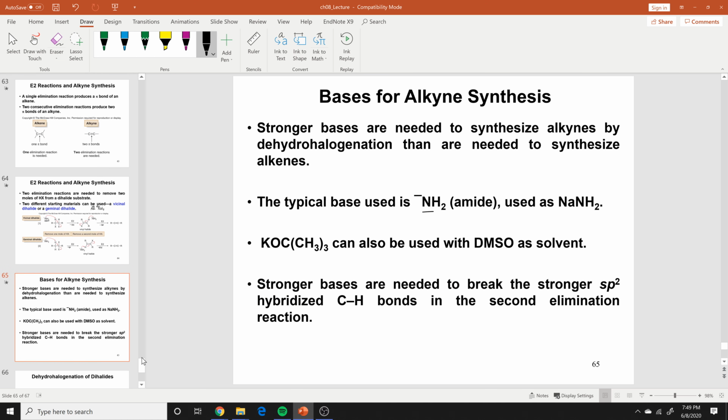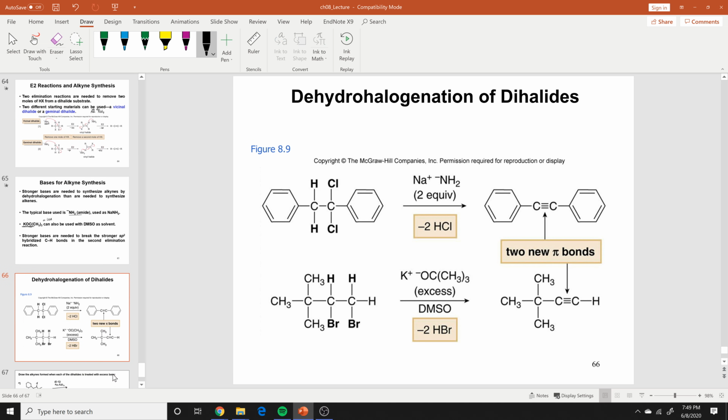Bases to use: either the amide or potassium tertiary butoxide, any one of those, or we can use LDA. Any one of those is basically a good base in order to make the triple bond. So this is the summary of the reaction here, where basically it's an example.